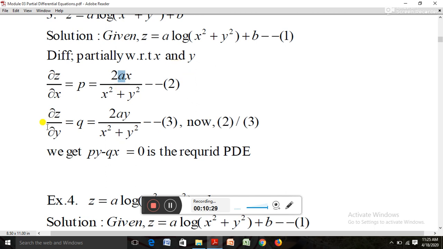Next, with respect to y, dou z upon dou y, which we denote as q. Here also a is a constant, written as it is, times the derivative of log of the function, which is 1 divided by x square plus y square into the bracket: x square differentiation is 0, because we differentiate partially with respect to y only, plus y square is 2y. So 2y plus 0 is 2y only, and 2y into a is 2ay. This equation is called 3.